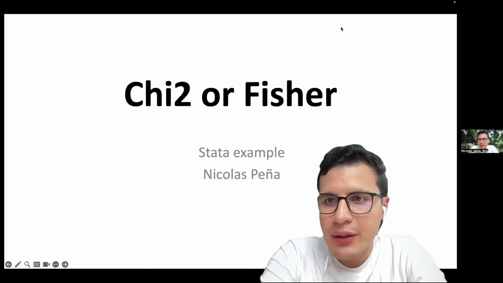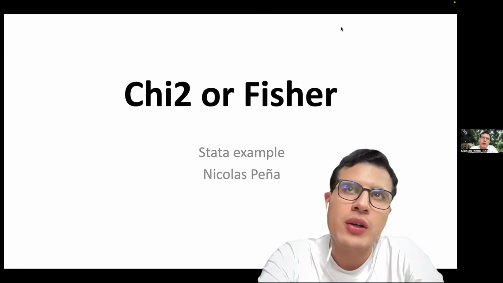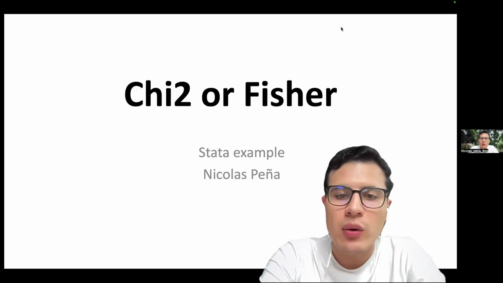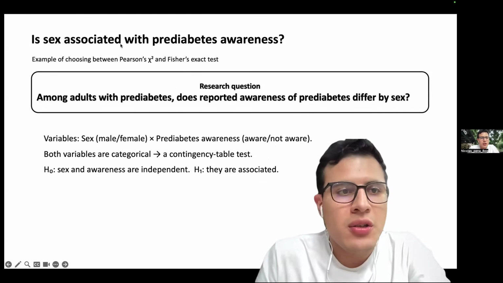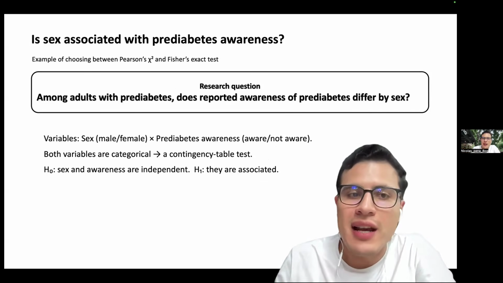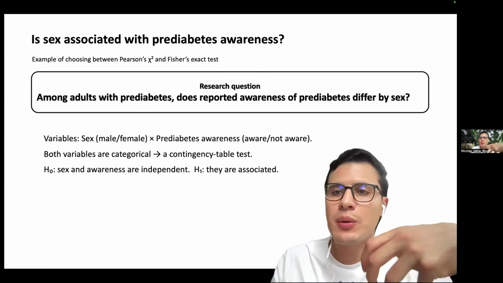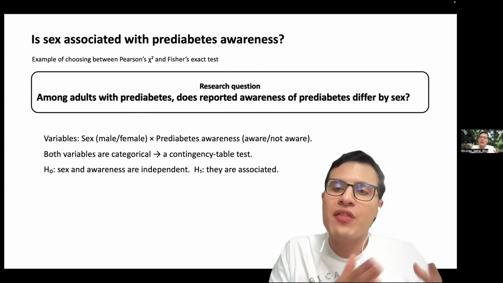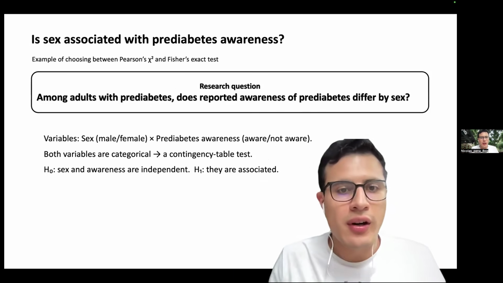Hi everyone, I would like to make a video about when to use chi-square or when to use Fisher's exact test, with an example from a real database. I use this question: is sex associated with pre-diabetes awareness? I chose this question to go through the whole process of identifying whether we have to use a Fisher's exact test or chi-square.